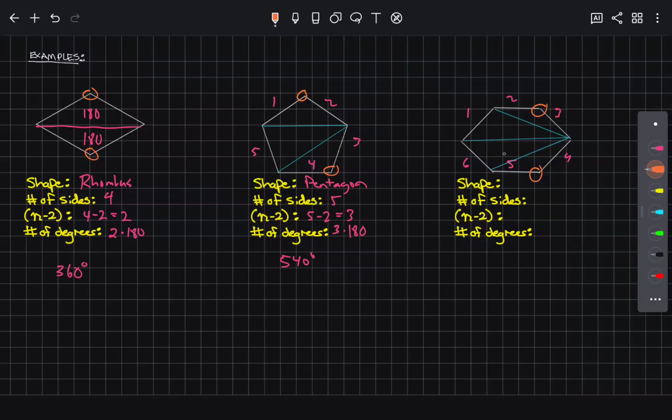All right, so this is a hexagon. It's got 6 sides. So 6 minus 2 equals 4. So I'm doing 4 times 180, which is going to be 720. So we know that all hexagons have 720 degrees. This is how we break down how these polygons are working and how many degrees are inside of them.